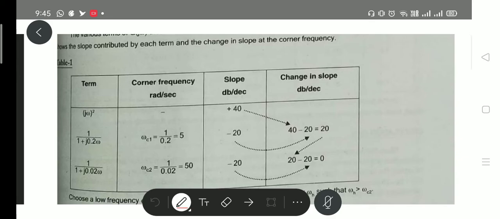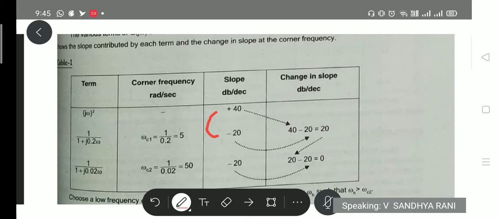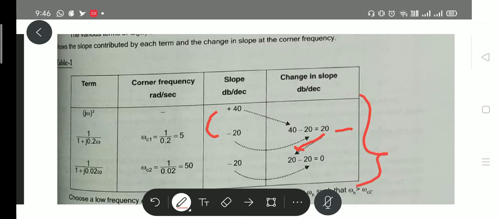We can sum these two slopes: 40 minus 20. Summing these two, 40 minus 20, that is 20. This value you have to write here, 20. Then 20 minus 20, the sum of these two, that is 0. This is the change in slope.